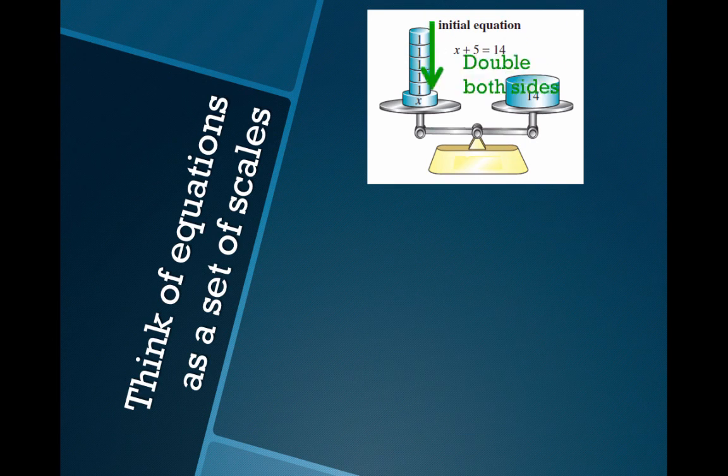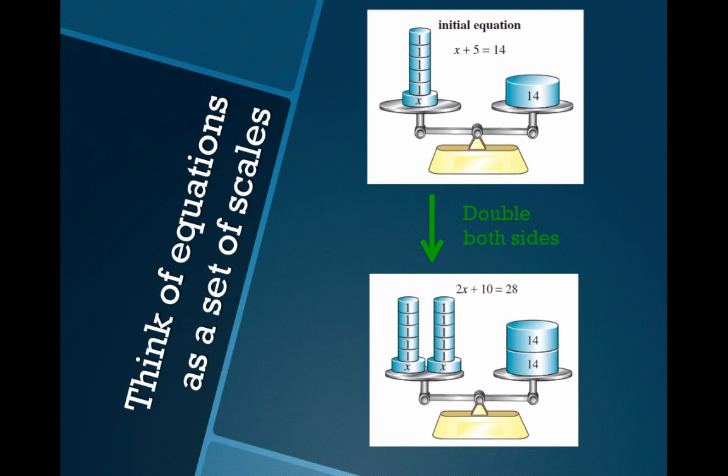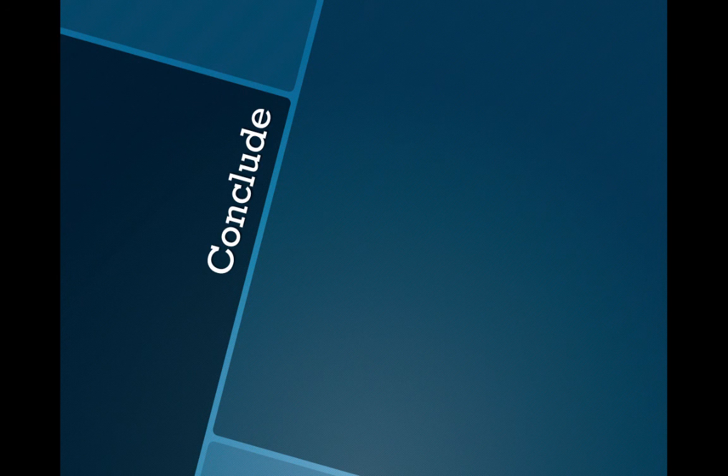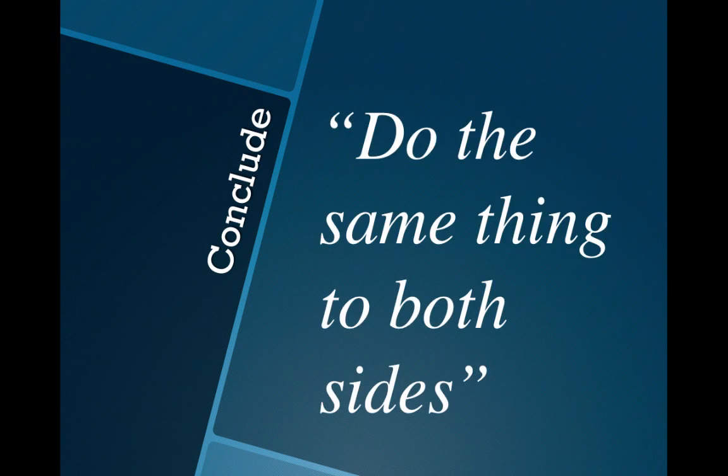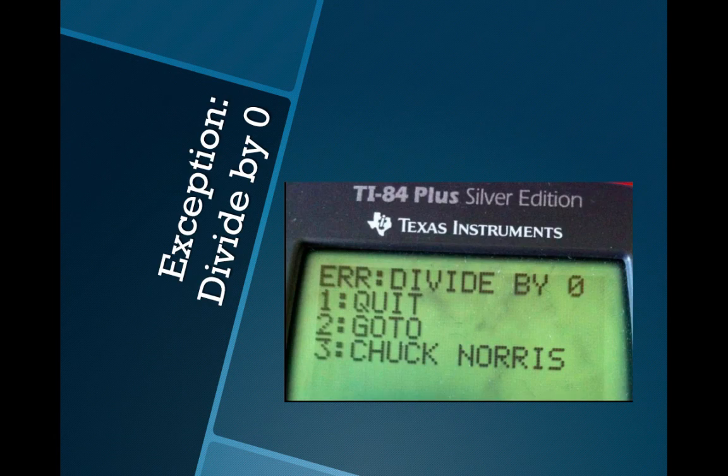Now what happens if we double both sides? What do you think we're going to get? Yes, we get 2x plus 10 equals 28. And by now you can see that if x is 9, our equation still remains true. So what can we conclude? An equation will always remain true if we do the same thing to both sides. The exception to this rule is if we divide both sides by 0, and this is because we know that nothing can be divided by 0.